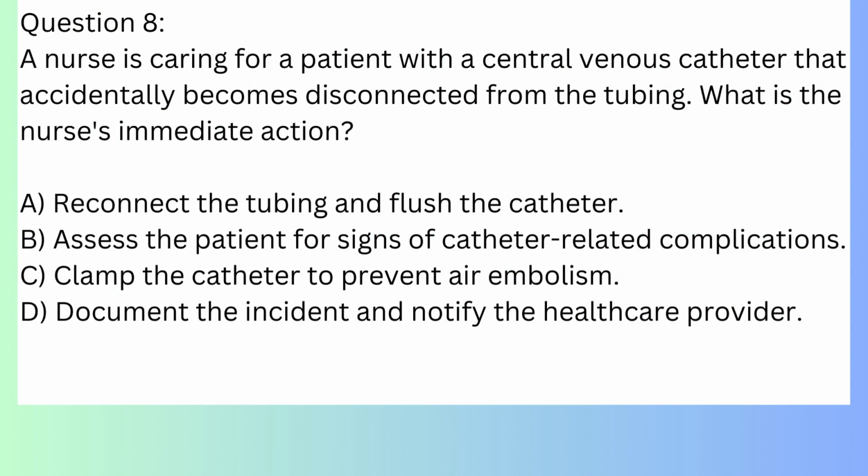Question 8. A nurse is caring for a patient with a central venous catheter that accidentally becomes disconnected from the tubing. What is the nurse's immediate action? A. Reconnect the tubing and flush the catheter. B. Assess the patient for signs of catheter-related complications. C. Clamp the catheter to prevent air embolism. D. Document the incident and notify the healthcare provider.